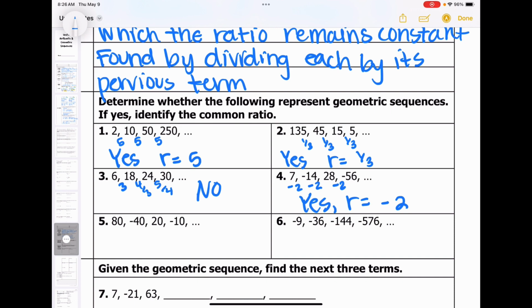All right, number 5, 80, negative 40, 20, negative 10. So negative 10 divided by 20 is negative 1/2. 20 divided by negative 40 is negative 1/2. And negative 40 divided by 80 is also negative 1/2. So yes, this is a geometric sequence, and our ratio is negative 1/2.